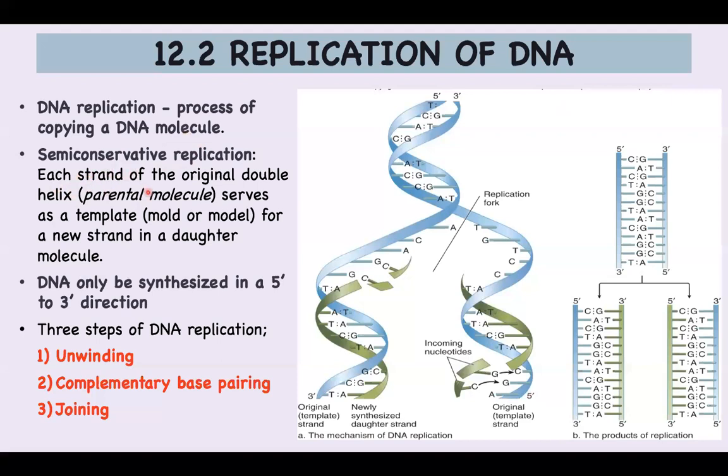Okay. Each strand of the original double helix serves as a template for a new strand in a daughter molecule. Okay, dia mesti ada satu lama dengan satu baru. Then you will call it the semi-conservative replication. So DNA can only be synthesized in a 5 prime to 3 prime direction. Okay, remember this, 5 prime to 3 prime direction. There are 3 steps of DNA replication, which is unwinding, complementary base pairing, and the last one is joining. So we will go into detail on this.